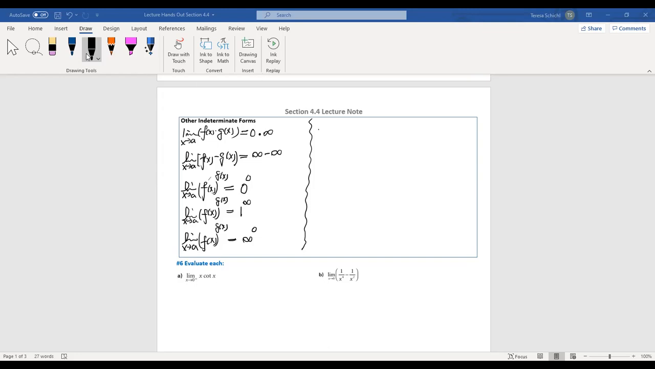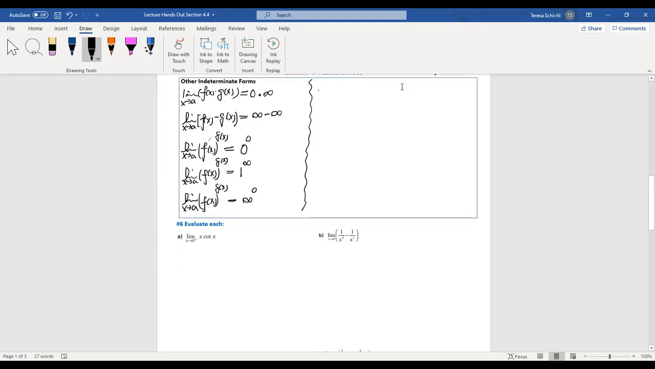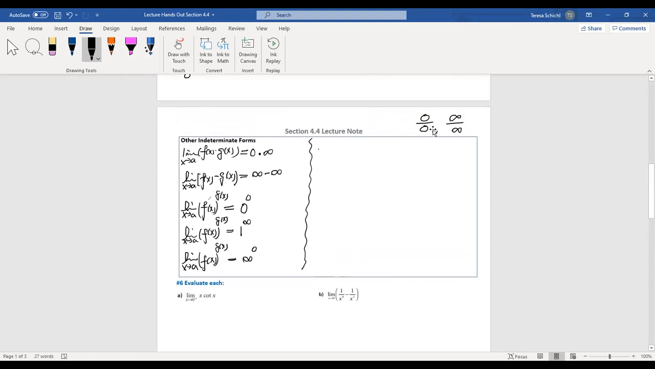Remember, the typical L'Hopital's rule applies if we have 0 over 0 or infinity over infinity. In that situation, we can take the derivative of the numerator and the derivative of the denominator separately, and then see whether the limit exists after you take the derivatives.